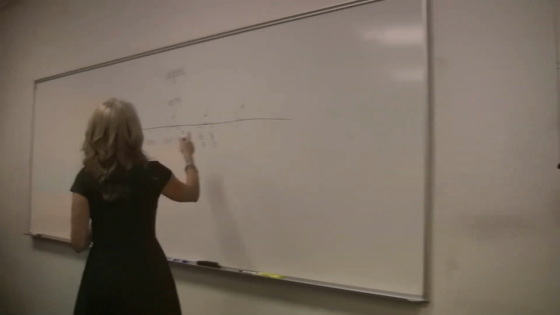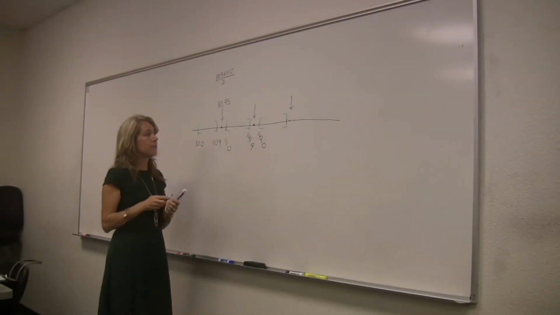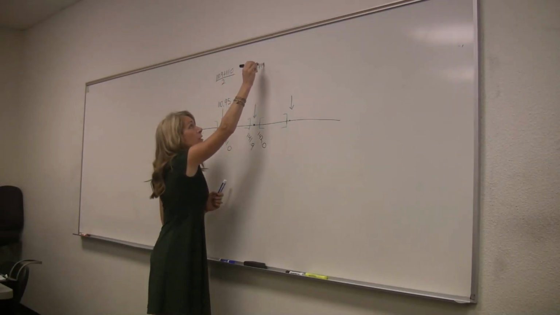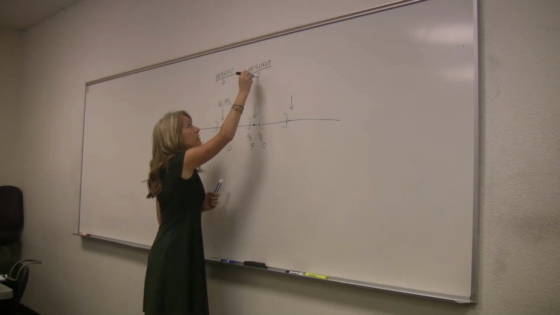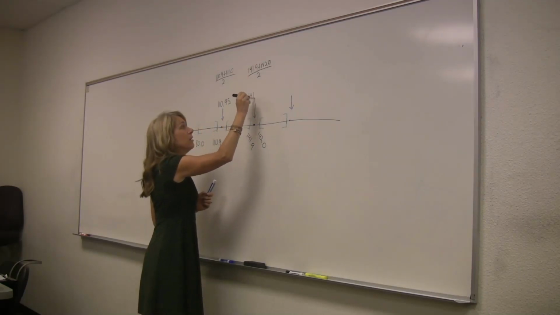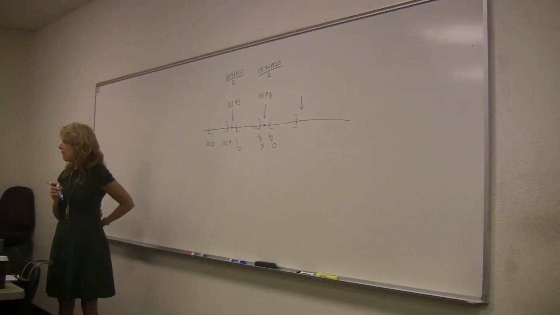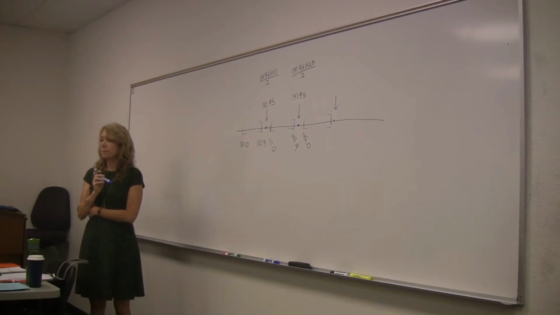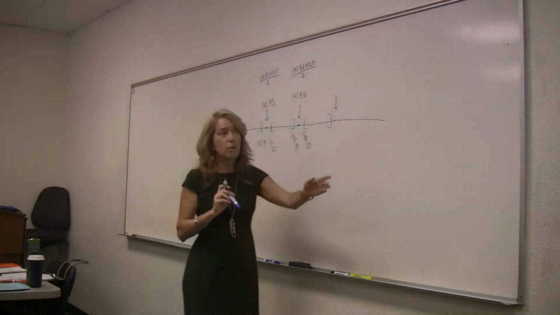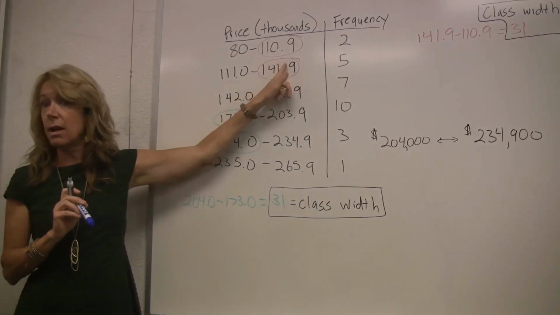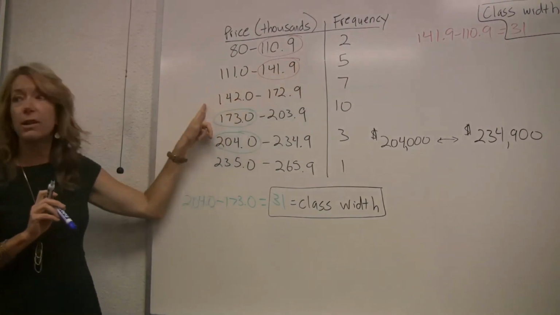How about this next one right here? 141.9 plus 142.0 divided by 2. You should end up with 141.95. Questions on where those are coming from? Again, notice 141.95 is after this guy, outside of this class, but before this class.